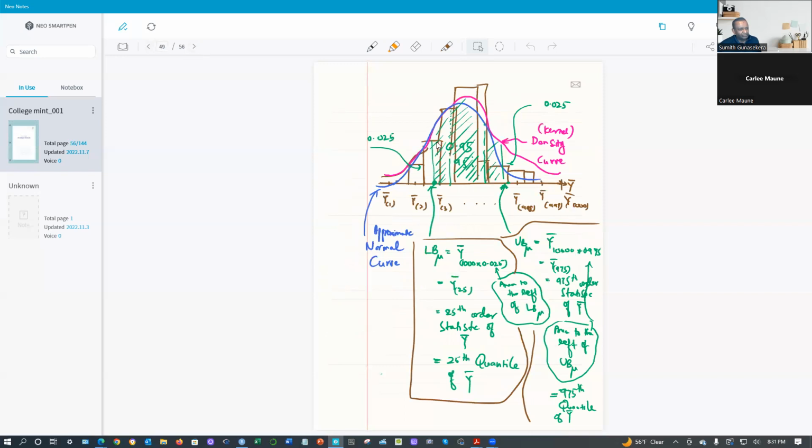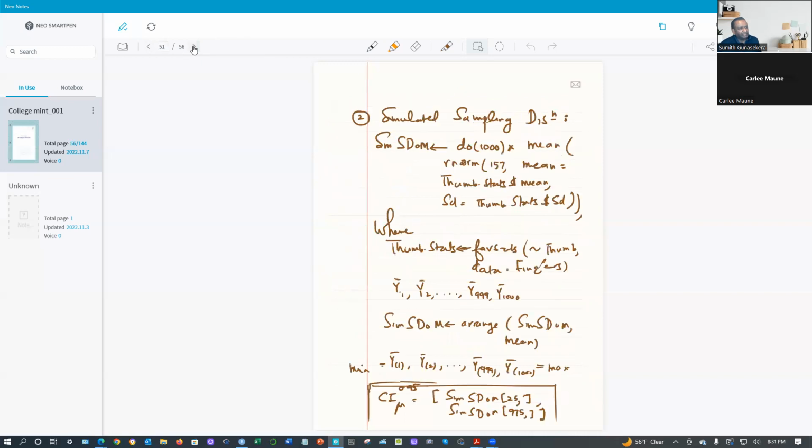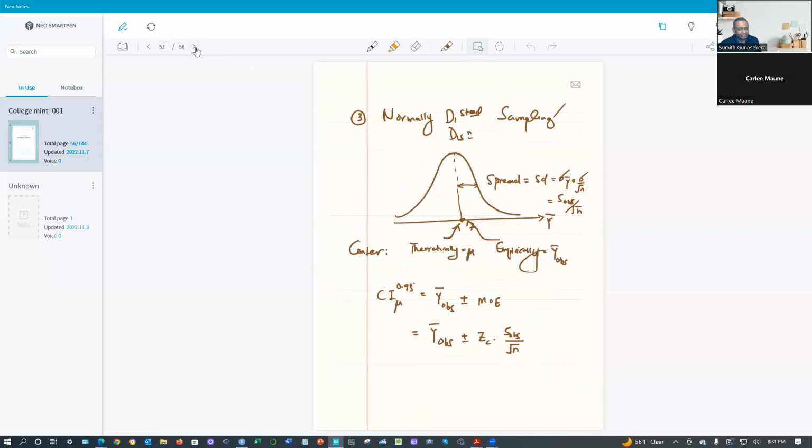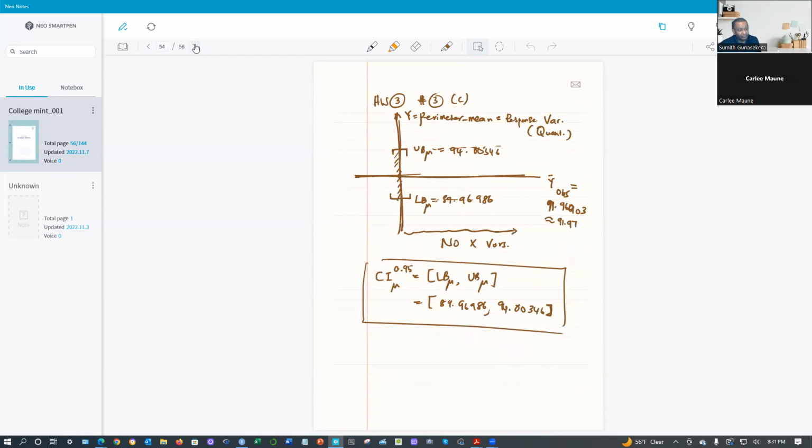So this is the pictorial form, and this is how we're gonna get this upper bound and lower bound for the sample mean. This is related to the simulated sampling distribution. First one bootstrapping, second one simulation, kind of the same kind of method. Then the third one is using the normally distributed sampling distribution. Through this one, we got that. Pretty much through all these methods, we're gonna end up with the same answer. But you don't have to use all the methods, but you better learn all the methods.